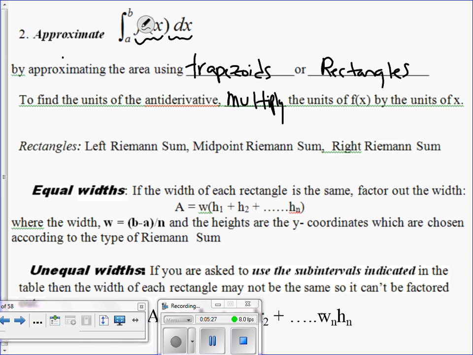Now, if they want you to use rectangles, they're going to say either left Riemann sum, midpoint Riemann sum, or right Riemann sum. You see Riemann sum, you think rectangles.